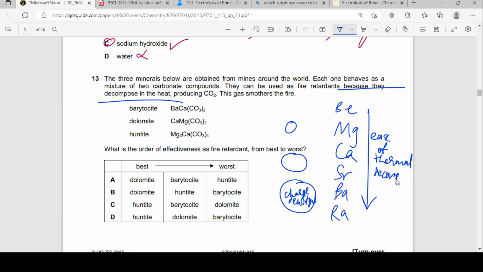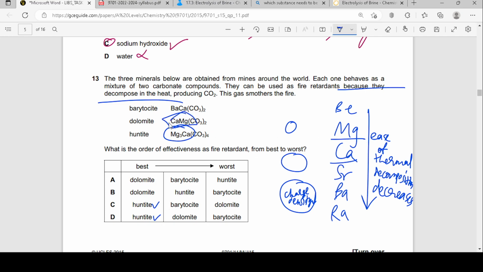Okay? So that means that the best fire retardant would be one which has the upper group 2 metals in it. So if I have BaCa, CaMg, and Mg thrice Ca, well, Mg thrice Ca has three magnesiums, so I would immediately think that that would be the best fire retardant. And that is huntite. So huntite is going to be my best one because Mg3Ca.